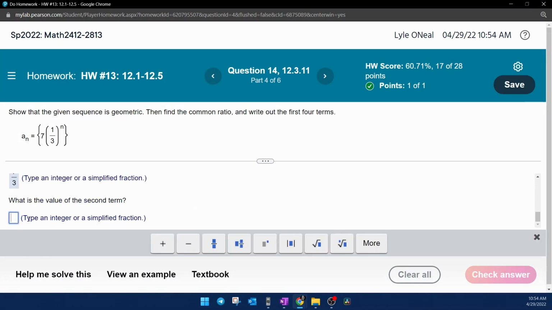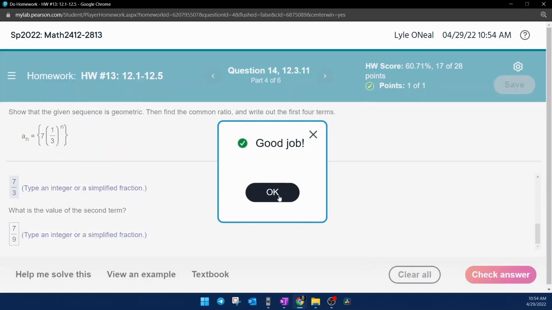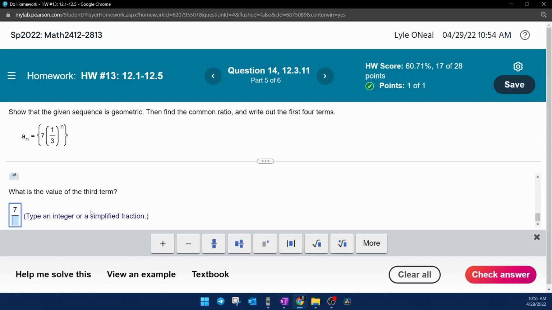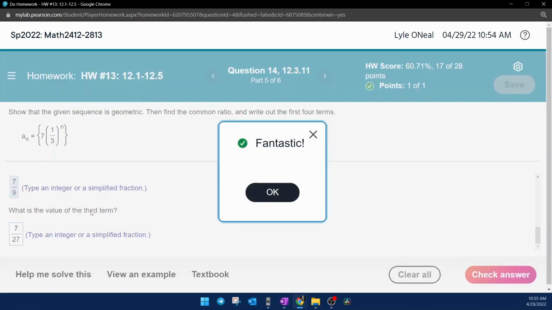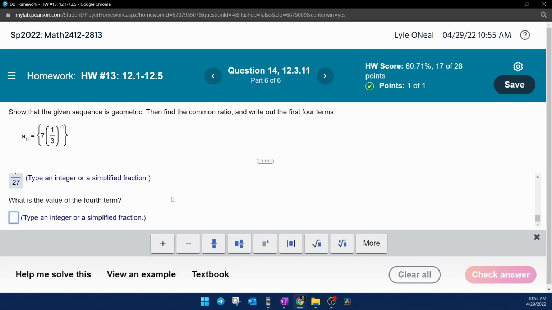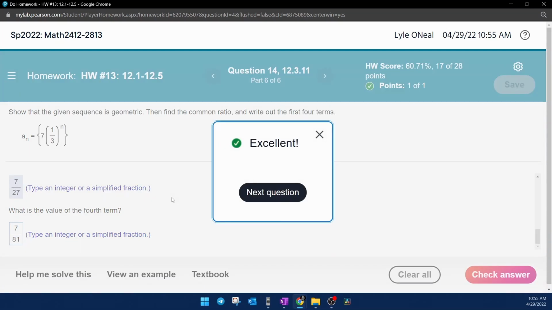Second term, 7/9. Third term, 7 over 27. And the last term, the fourth term, 7 over 81. And we're done. And that's going to do it for this problem.